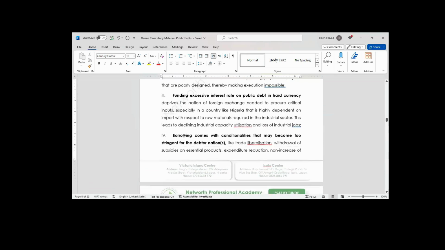Borrowing comes with conditionality that becomes too stringent for the debtors. Public borrowing normally comes with some conditionality that is too stringent for the debtor. All these foreign lenders, IMF, European Development Bank, World Bank, give you some conditions that we cannot attain. They may say if you want to be paying back, you'll be using your crude oil to pay back. It's a stringent conditionality. Strict condition, a pound of flesh, the debtor will be sweating to meet up with the condition.